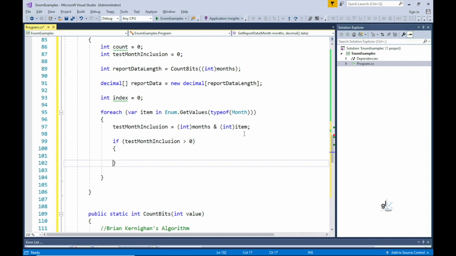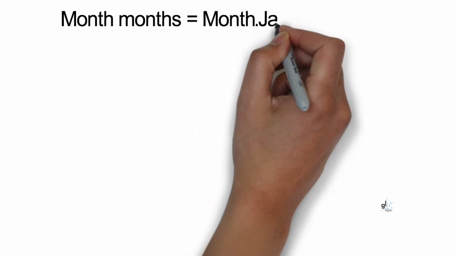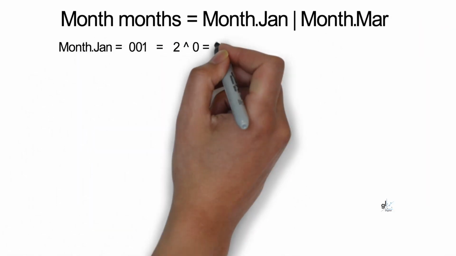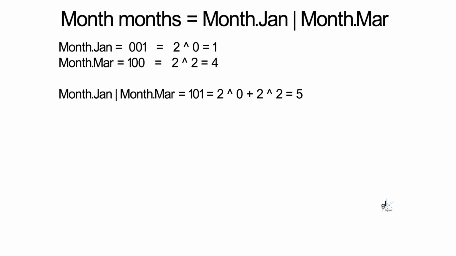Let me briefly explain how this bitwise operation works. So if the combination of January and March has been passed into this method in the months parameter, the binary representation or base 2 number system representation of this combination of month enum items will be 101. The decimal representation or base 10 number system representation will be 5. So 2 to the power of 0 plus 2 to the power of 2 equals 5. But let's look at how we can apply the AND bitwise operator for this value against each binary represented value of the month enumerator list to validate the inclusion of the relevant month in our report.